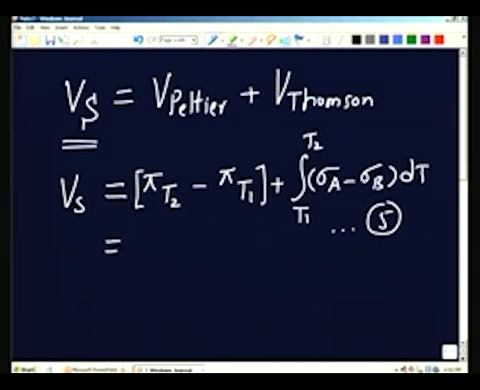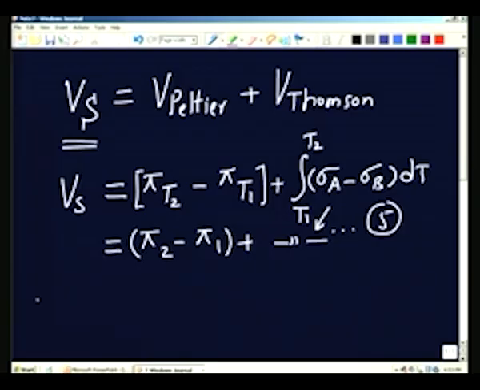In fact, I am going to write it slightly in a different fashion. I will just say pi 2 minus pi 1 to avoid the big subscript, plus of course the same equation here, sigma A minus sigma B into dt. This is equation 1.